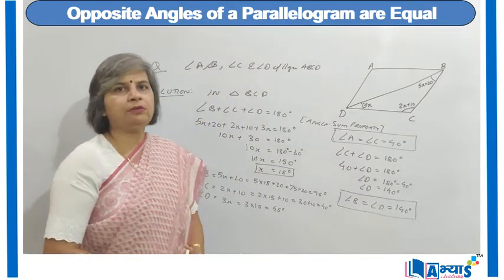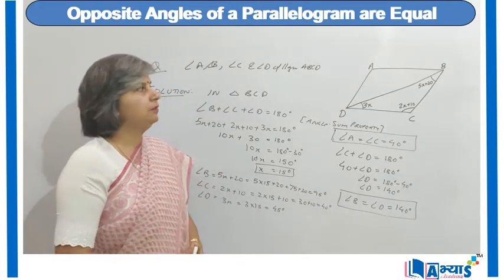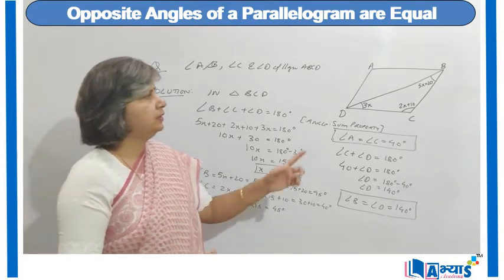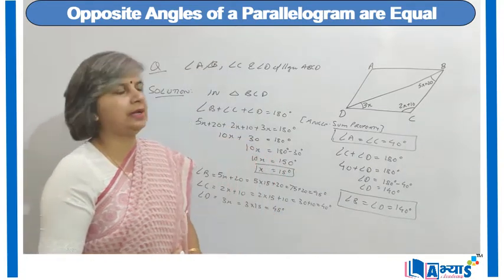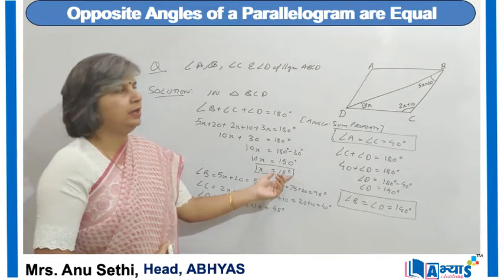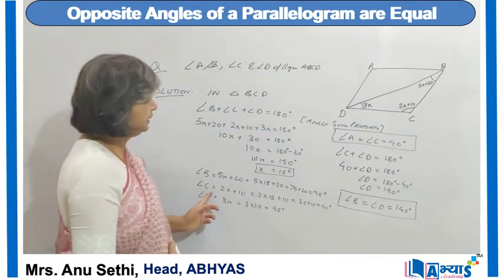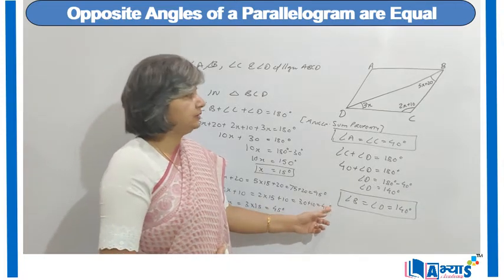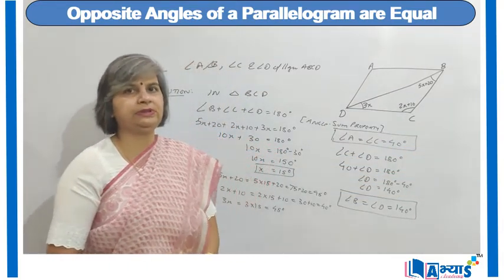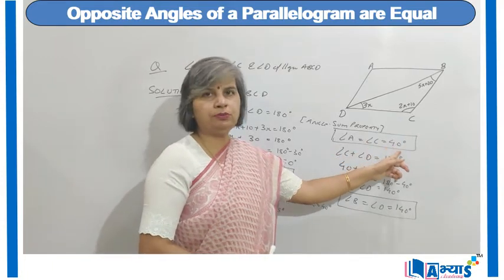So this is how we can apply the concept that opposite angles of a parallelogram are equal to find all the angles of parallelogram ABCD. First we have taken the triangle BCD, and using the angle sum property, we have found the value of x to be 15 degrees, and using this value of x, I have found the value of angle C, which came out to be 40 degrees. Once I had C as 40, I know that angle A will be equal to angle C because they are opposite angles of a parallelogram, and so they are equal. So angle A is equal to angle C is equal to 40 degrees.